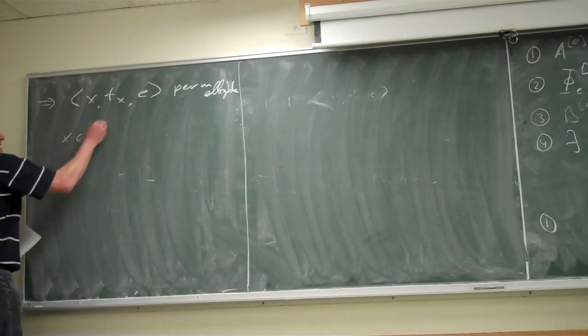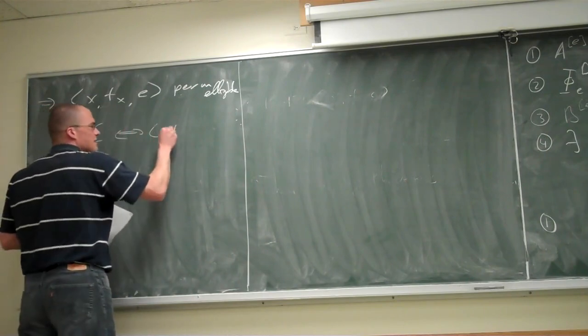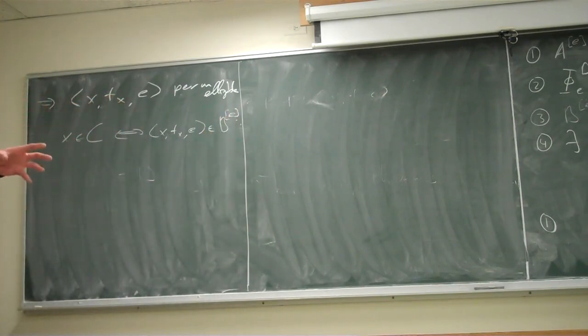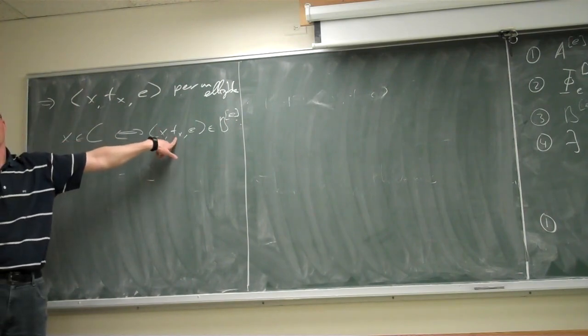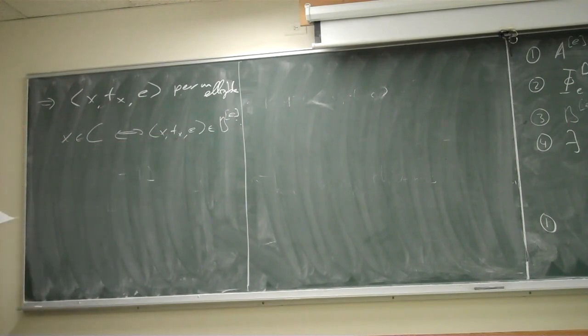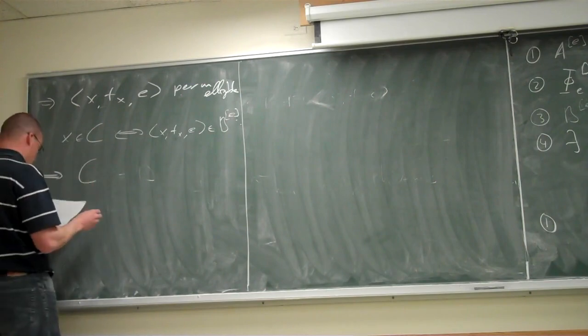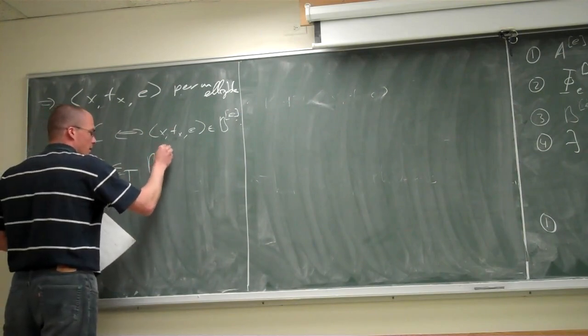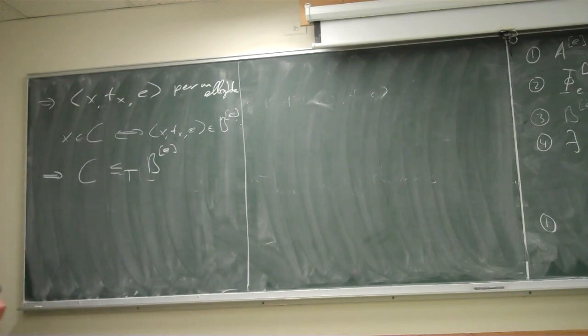But what does it mean if you're permanently eligible to be enumerated? Well, that means exactly that x is in C if and only if the triple x, tx, e is in E. Right? If you're permanently eligible to be enumerated, then you are enumerated if ever x appears in C. And you are not enumerated if x never appears in C. So for a permanently eligible triple, you get this equivalence for this particular time tx, which was D-computable. So what does this show? This shows, right, that C is Turing computable from the eth column of B.